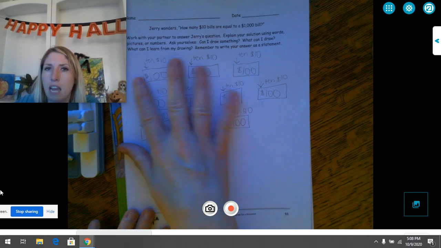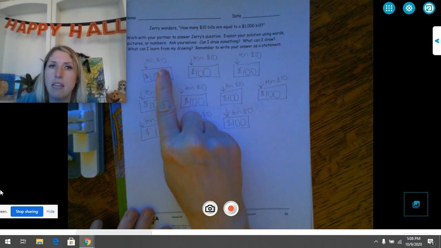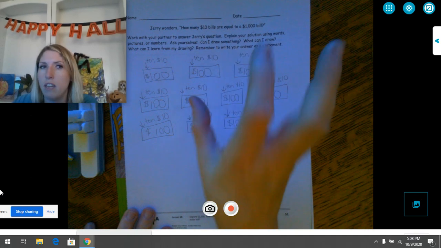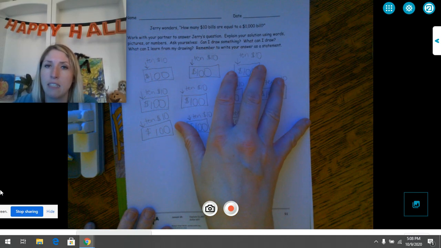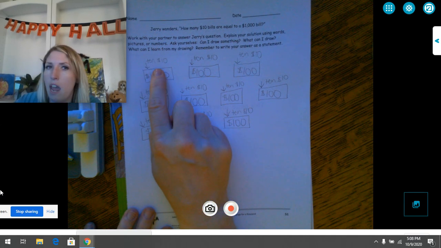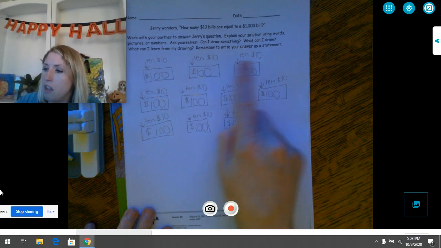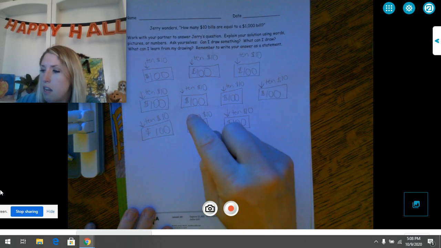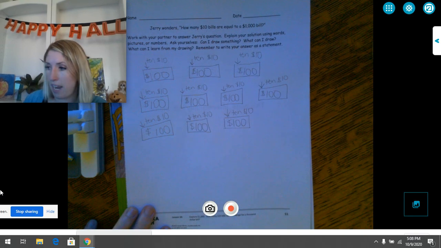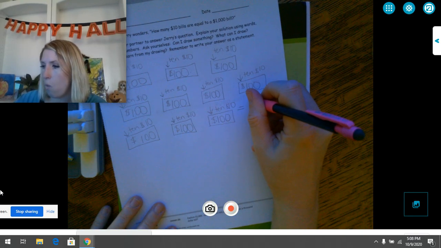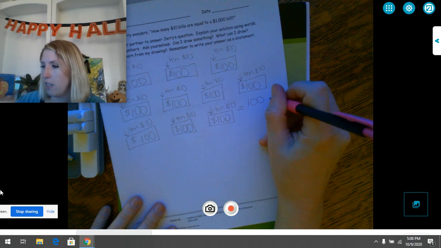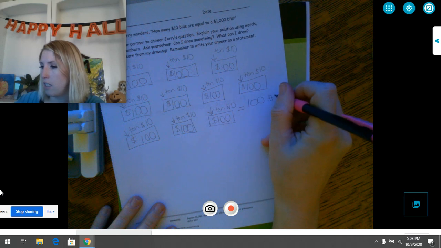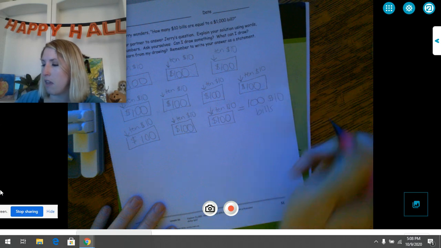So let's add up how many $10 bills that took to get to 1,000. So we need to count by tens because each of these $100 bills are worth 10 $10 bills. So now let's count by tens and figure out how many tens it took to get to 1,000. Ready? 10, 20, 30, 40, 50, 60, 70, 80, 90, 100. So it takes 100 $10 bills to make 1,000.